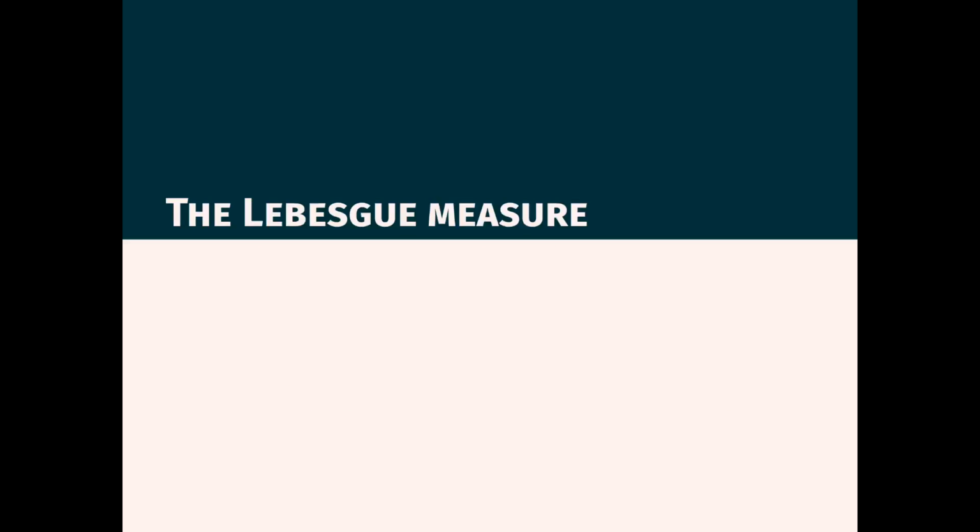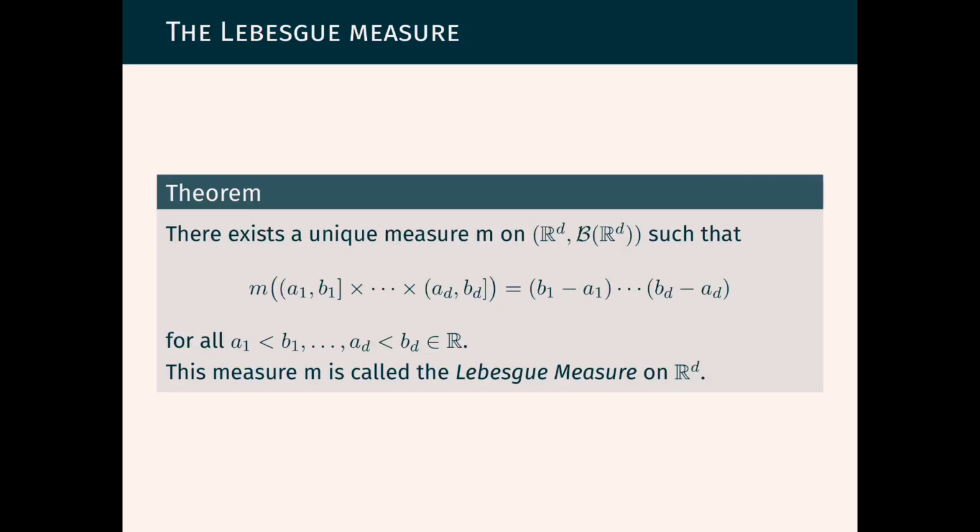We are ready to state the Lebesgue measure on Rd. Here the theorem. The theorem says there exists a unique measure that we call M on this space Rd with the sigma algebra of Borel sets, such that the measure of a cuboid is exactly the product of the dimensions of that cuboid. So in dimension 3, it is, as we would expect, the product of height, length, and width. And in dimension 2, it would be height and width.